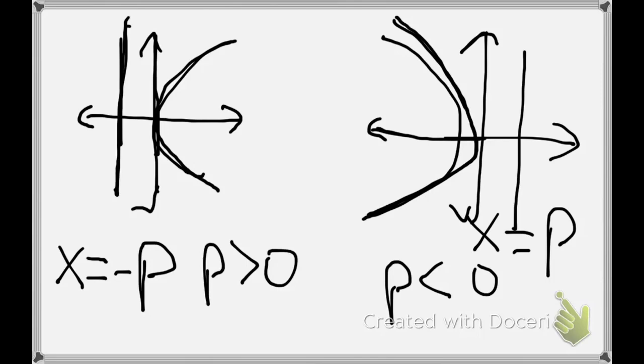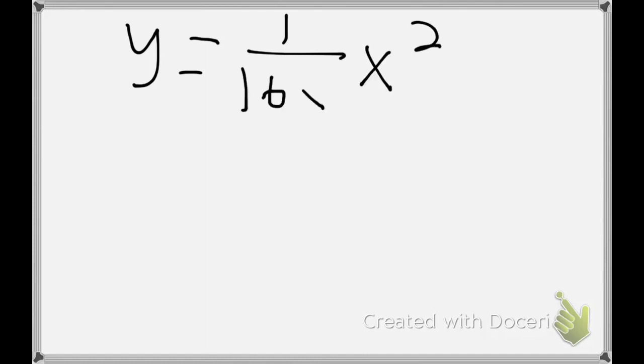Now let's move on to some examples. For this problem, the question asks, what are the focus and directrix of the parabola whose equation is given by y equals 1 over 16 x squared?